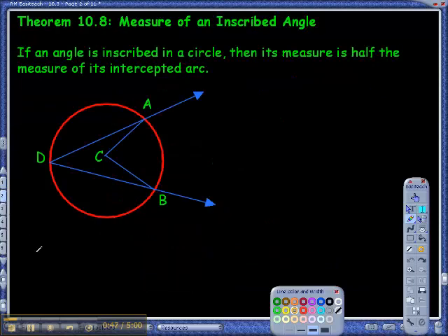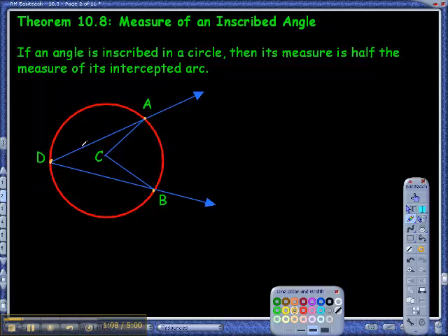Okay. Now, if we take a look at this first theorem, which is talking about the measure of an inscribed angle, it says, if an angle is inscribed in a circle, so I'm going to be talking about angle ADB here. That's my inscribed angle because it has a vertex that is on the circle. ACB, would it be a central angle? It's not going to be the inscribed angle.